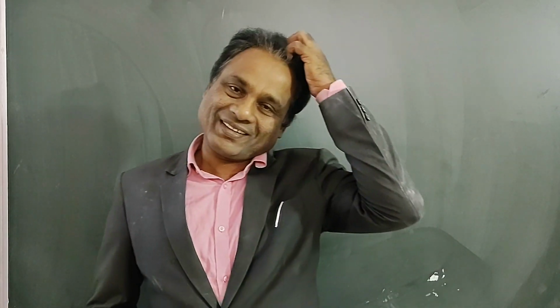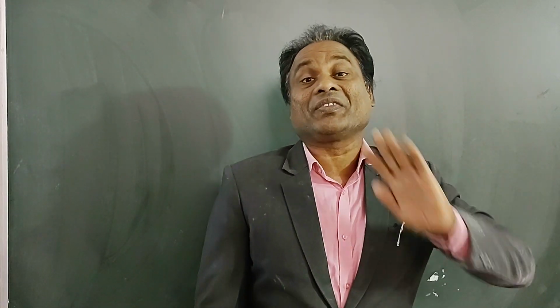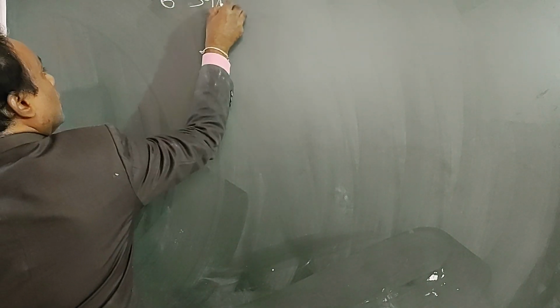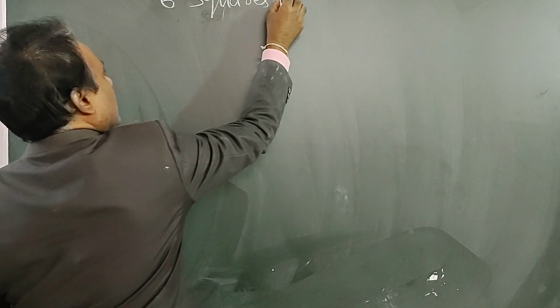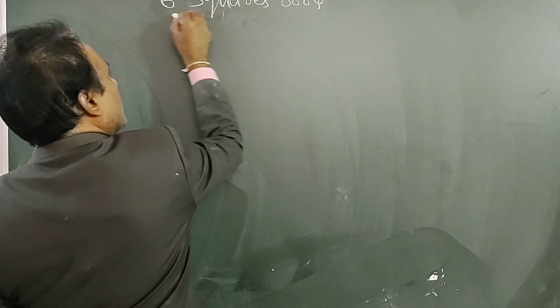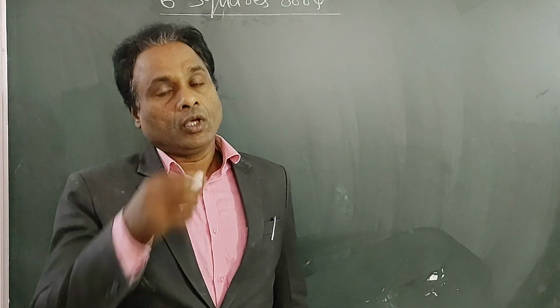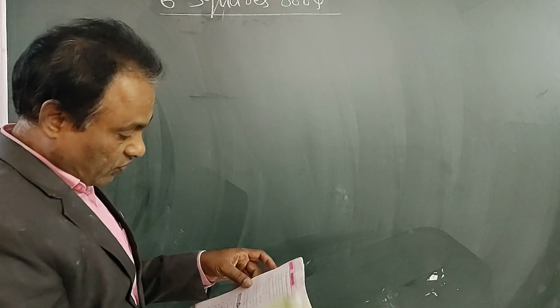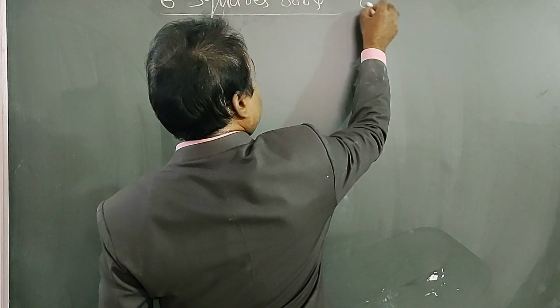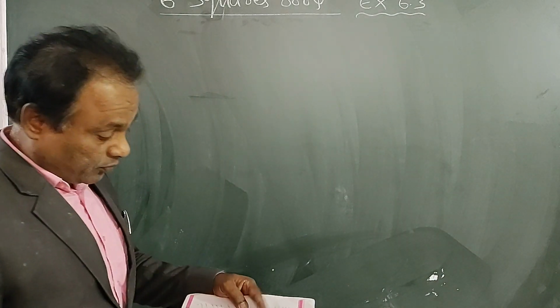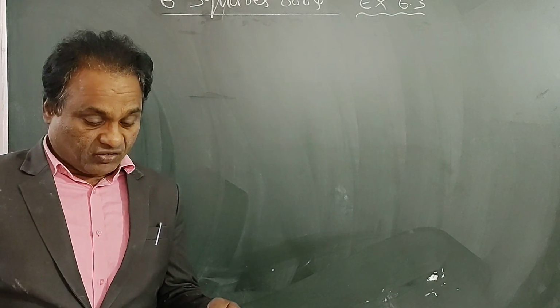So dear 8th class students, we are continuing our square roots and cube roots chapter, which is our 6th chapter. In the beginning we are doing square roots only. After completing the square roots related exercises, we go to the cube root problems. So in this, we are in exercise 6.3. All of you open your textbook, students, 6.3.